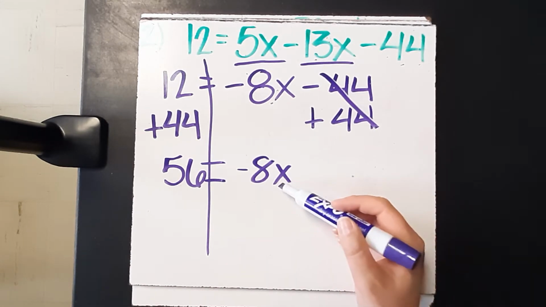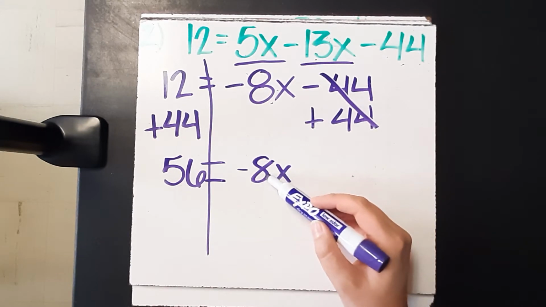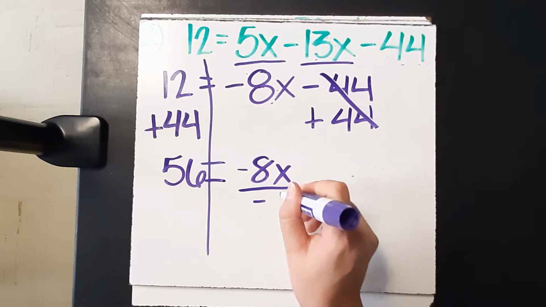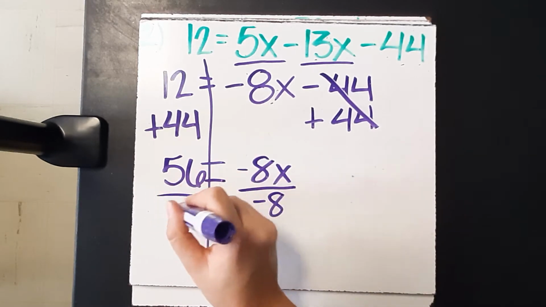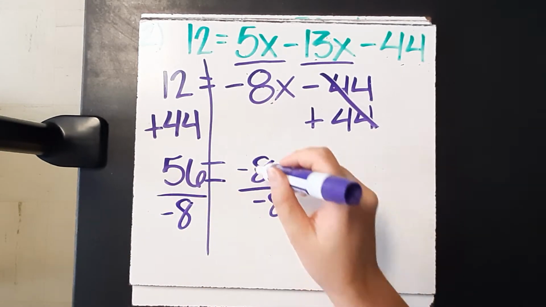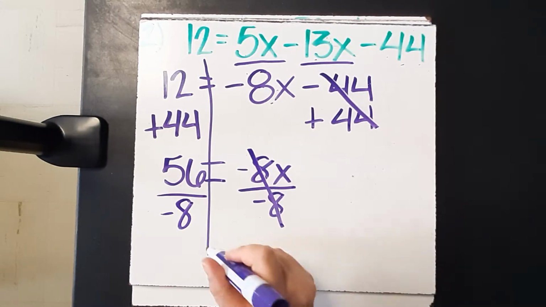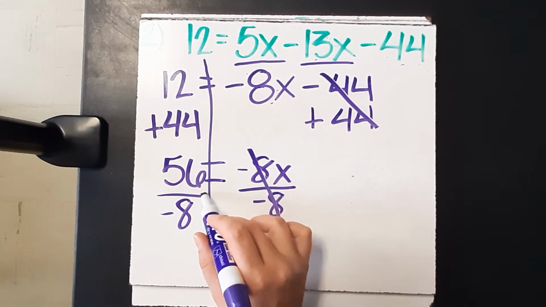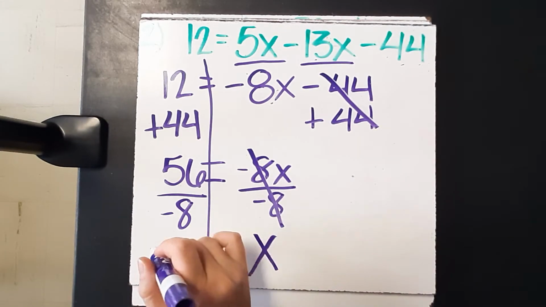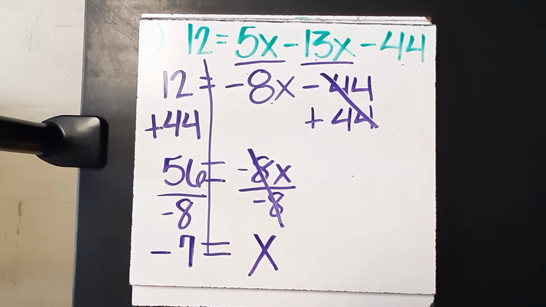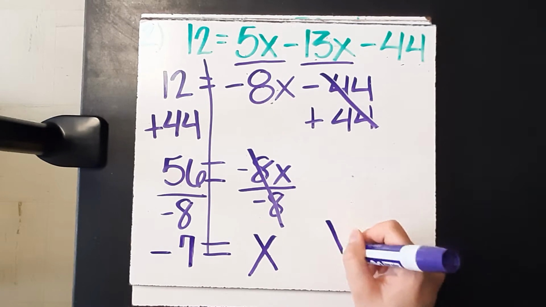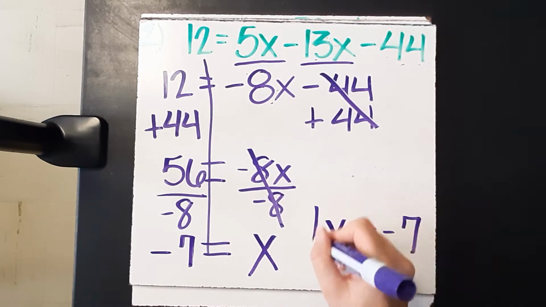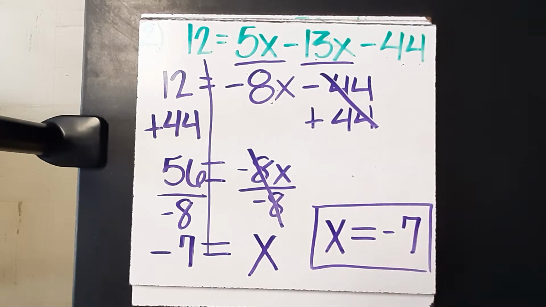Okay, my next step, since x is being multiplied by negative 8, is that I need to cancel that multiplication by dividing. I'm going to divide both sides by negative 8. On the right side, those cancel, and I just have x. On the left side, 56 divided by negative 8 is negative 7. So we can rewrite that over here. Our answer is x equals negative 7. That would be our solution here in this second problem.